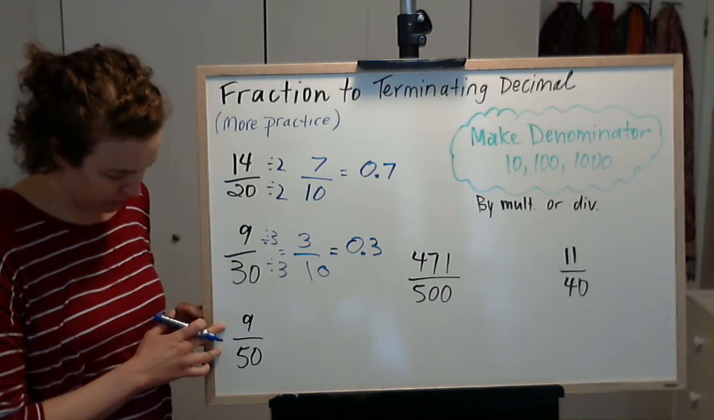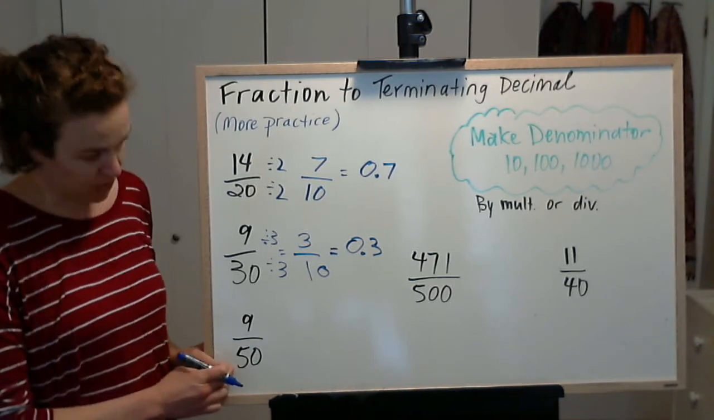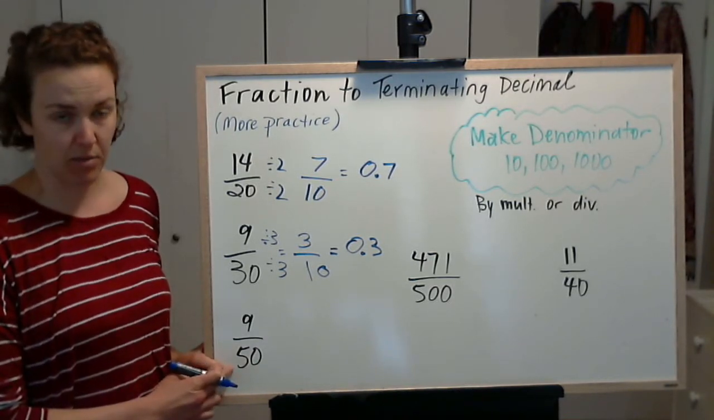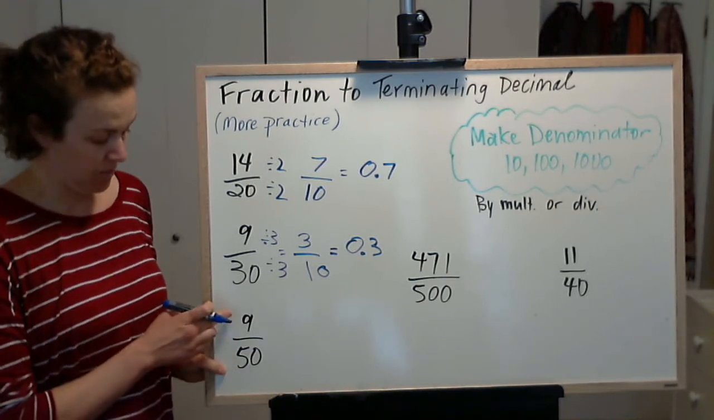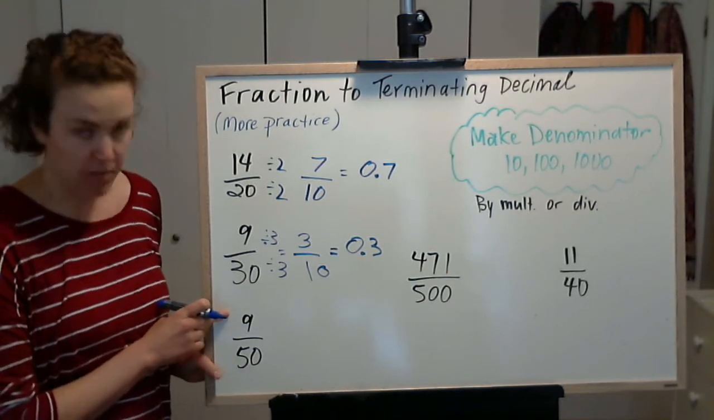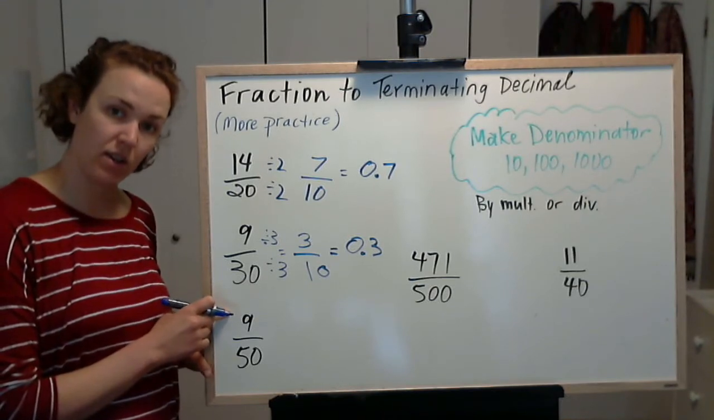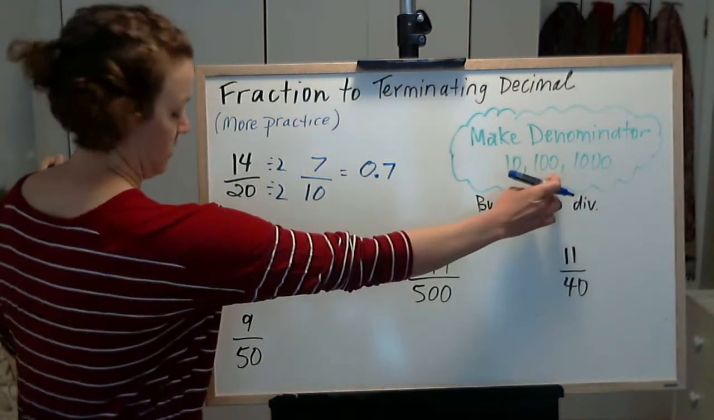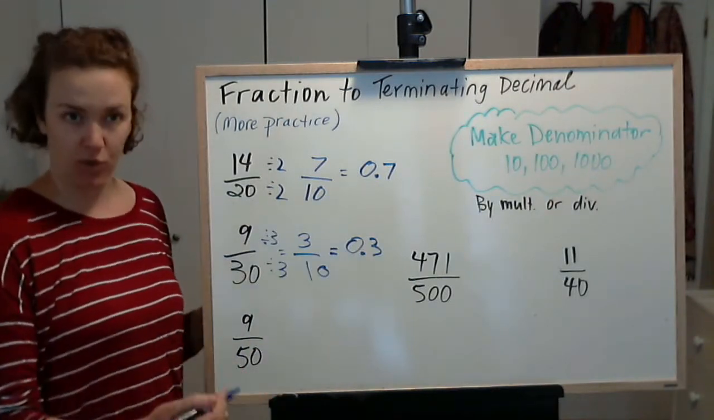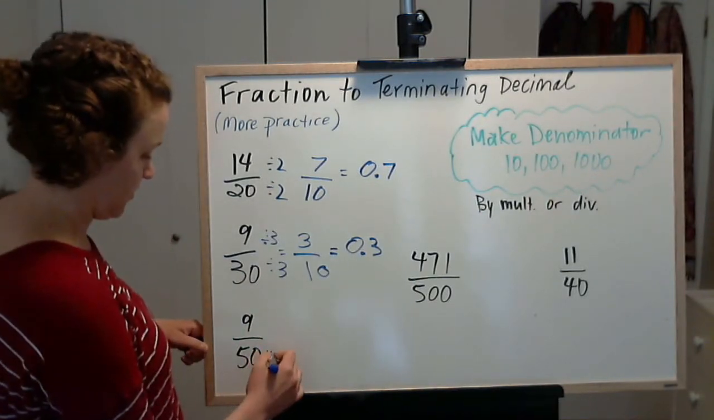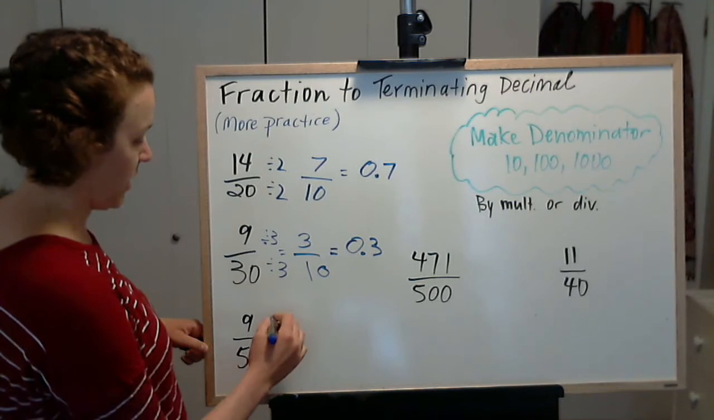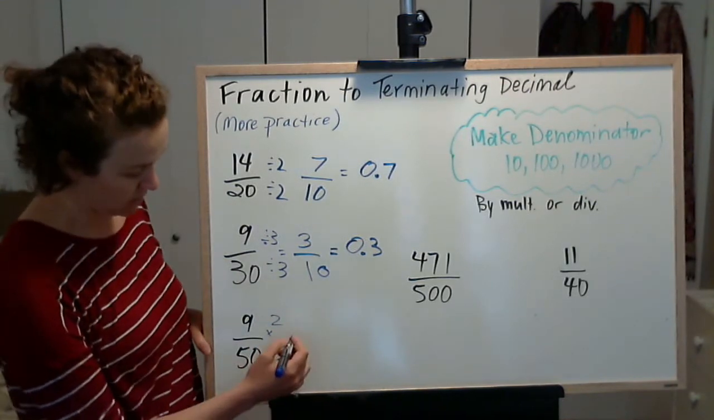9/50ths. If I try to make a denominator of 10, I would have to divide by 5. But I cannot divide 9 by 5 evenly. So I'm going to have to try the next one, which is 100. And I can do that. 50 times 2 is 100. You can always multiply the top. You just can't always divide it evenly.